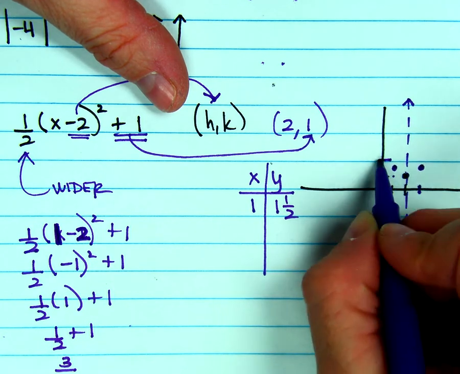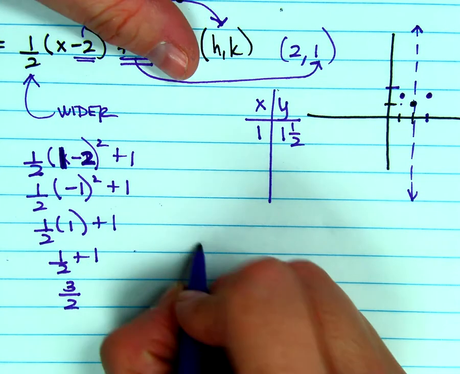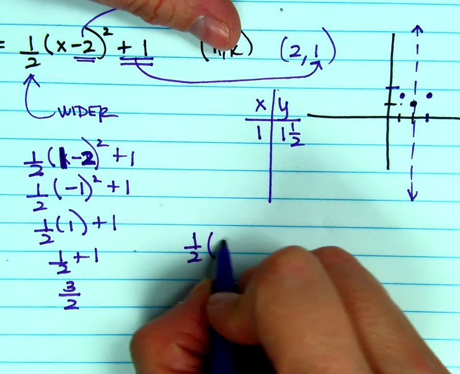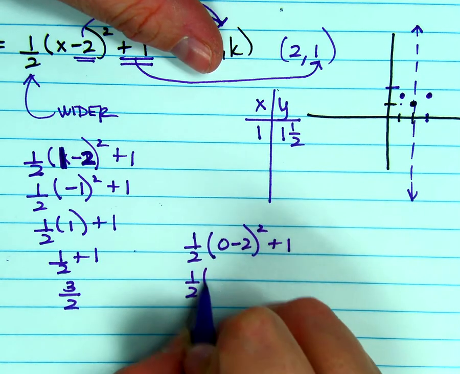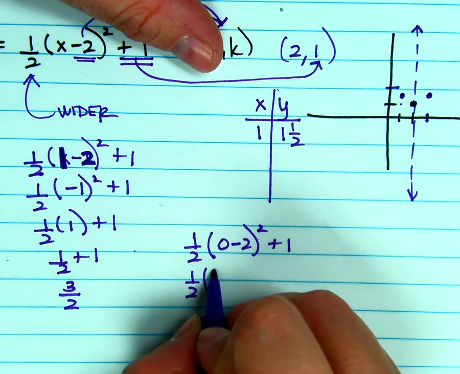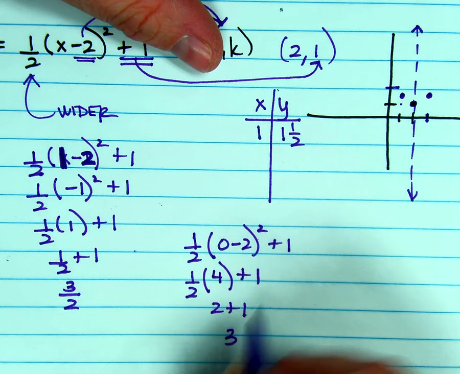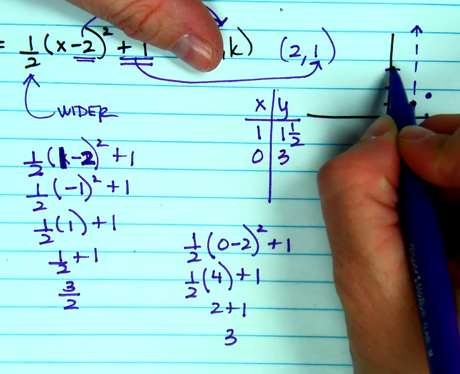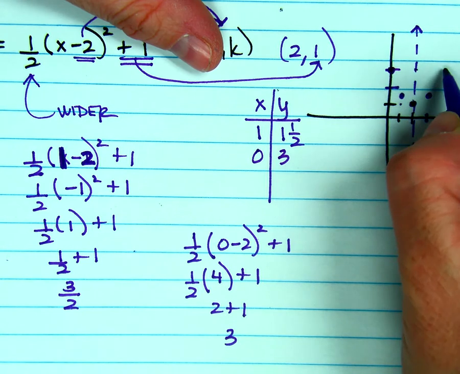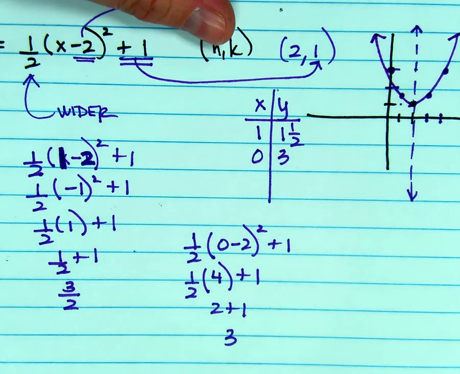Mirror it. And I'm much better at plugging in a 0. Oopsie, sorry. If I plug in a 0, I have 1/2 times 0 minus 2 squared plus 1. 1/2 of negative 2 squared is going to give me a positive 4, so 2 plus 1 gives me a 3. So when I plug in a 0, I get a 3. And then I can also mirror it. So there's my parabola.